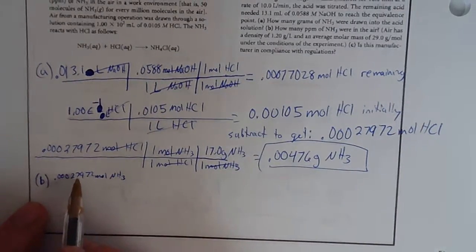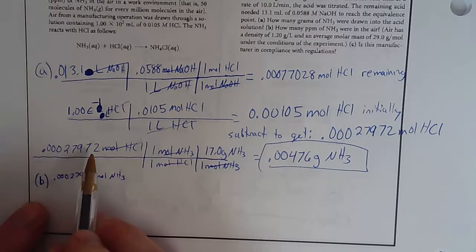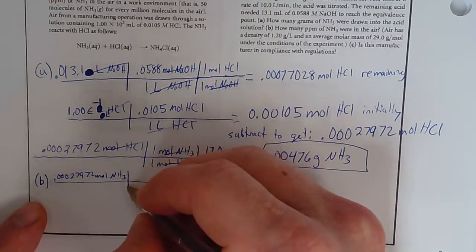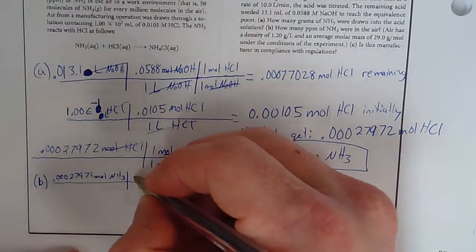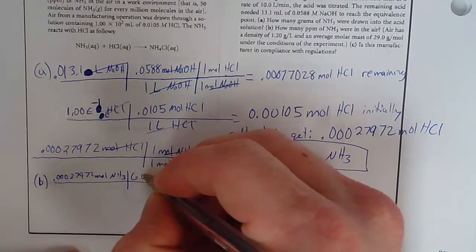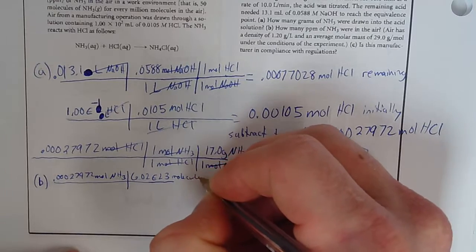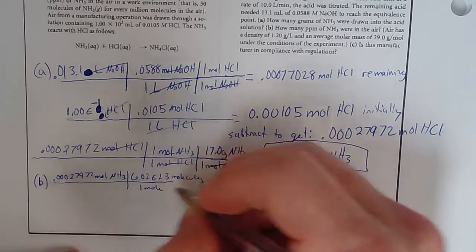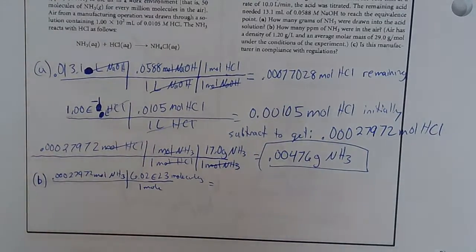All right, I got this number. So it's a 1-to-1 ratio. So the moles of NH3 are the same as the moles of HCl. And I'm going to go to molecules of NH3. Do y'all even remember how to do that? I know it's been a while. Yeah, Avogadro's number, 6.02 E23 molecules per 1 mole. All right, so let's math that out.